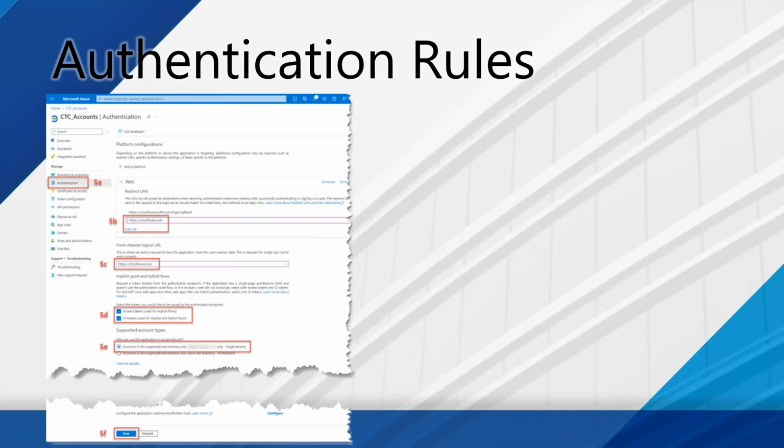There's a couple of checkboxes down below that need to be checked for token access and ID tokens. And then finally, there's some association there about which account types can actually register, and basically it's only accounts that are in your Azure account system. And finally, you click Save, and that's that step.